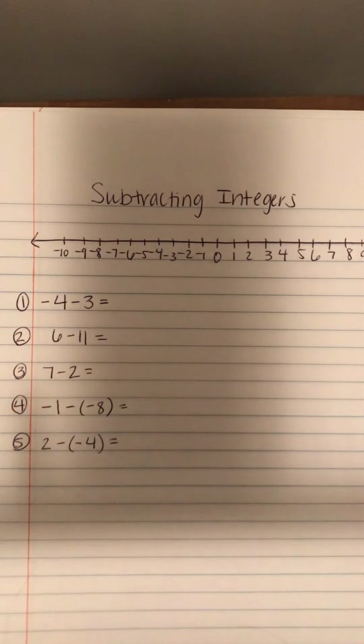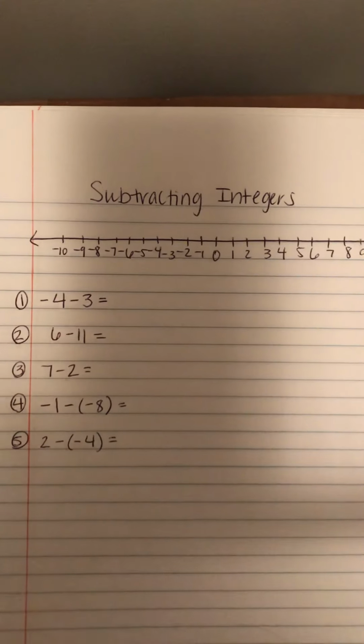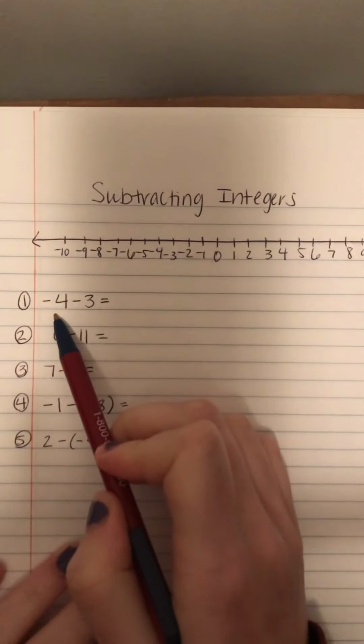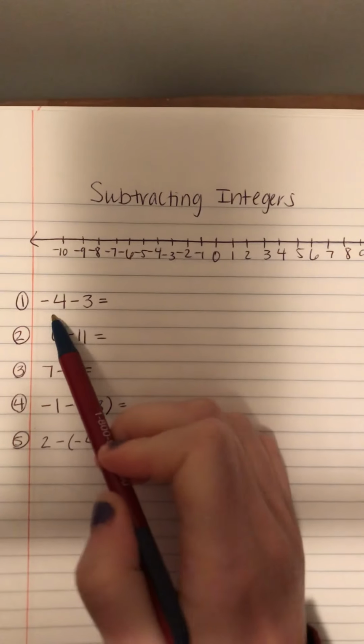Today we're going to be talking about subtracting integers. So we're going to be using a number line to help us with the positive and negative numbers. So when you're using a number line to subtract integers, your first number is where you're going to start on the number line. So number 1, I have negative 4 minus 3.